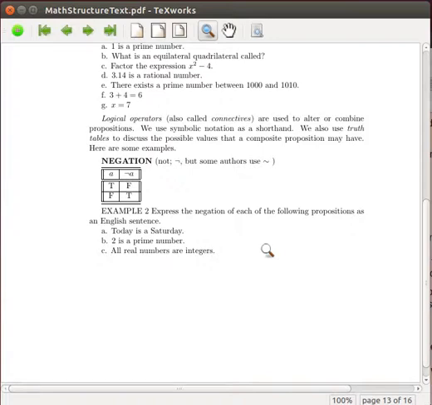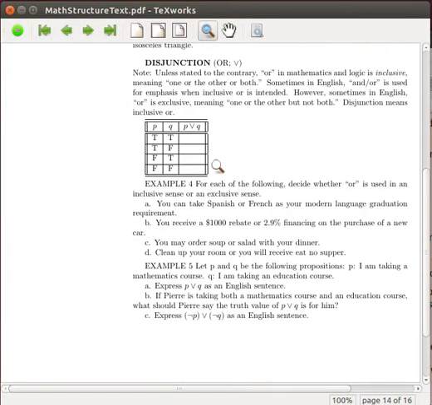Now, number C is a much more interesting one. All real numbers are integers. Now, either that statement is true, or else there are some real numbers that are not integers. The negation of all real numbers are integers is there exists a real number, at least one, that is not an integer. I'll let you worry about the truthfulness of those statements.